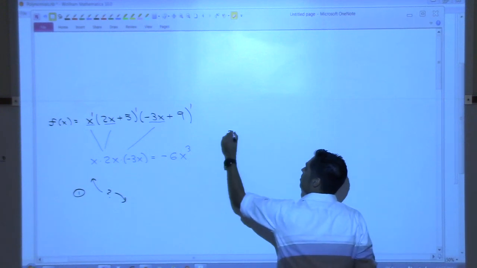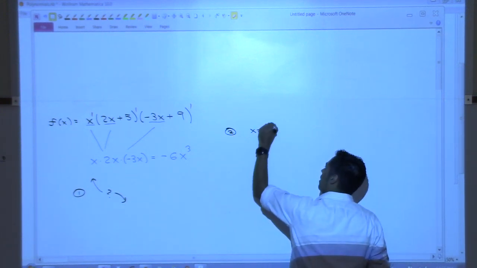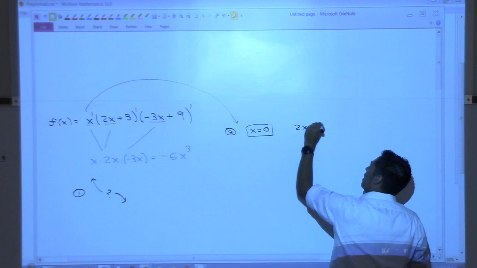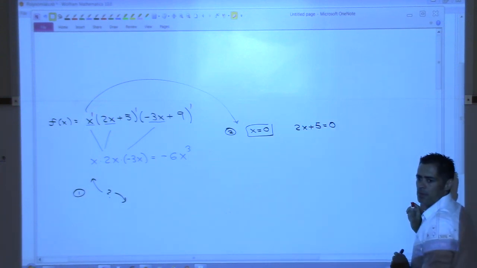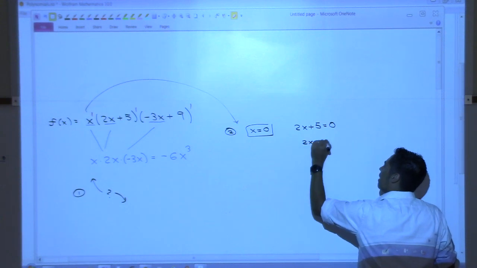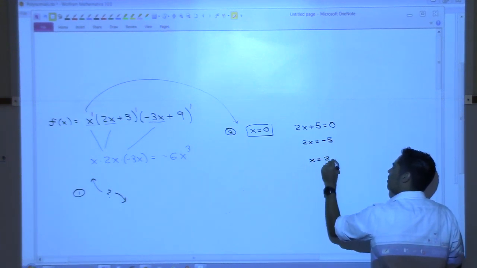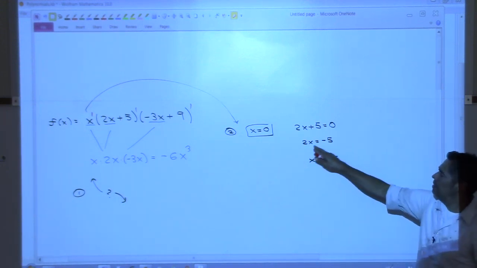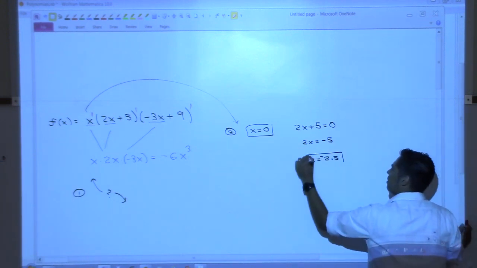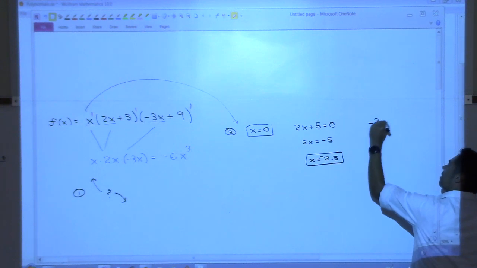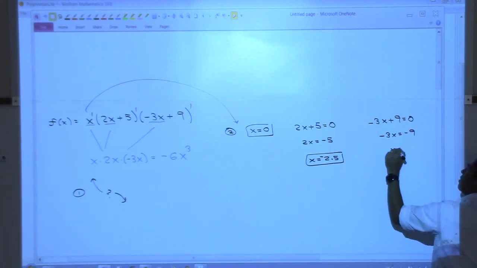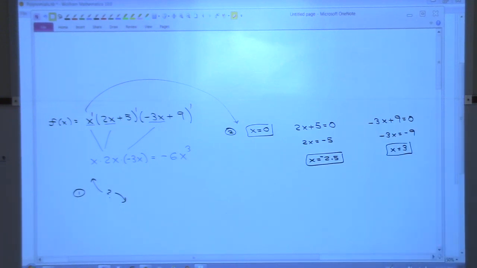Let's actually find them. So step 2, set x to 0. That's this one. And then we set 2x plus 5 equal to 0. Right? That's the middle factor. So that's 2x equals negative 5. So that's x equals negative 2.5, if I divide both sides by 2. So that's my second x-intercept. And then the last one, negative 3x plus 9 equals 0. That's negative 3x equals negative 9, and then x is 3. Y'all see how that works? Sure?